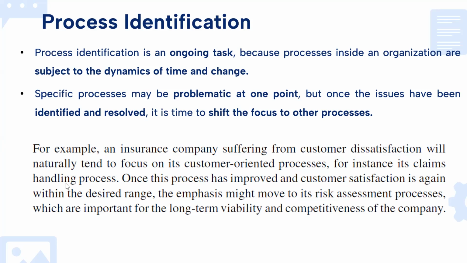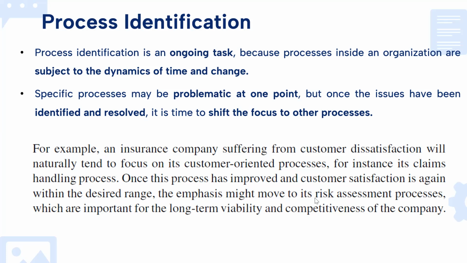Okay, so this example explains that process identification is an ongoing process. It considers an insurance company, and initially there was customer dissatisfaction with regard to the claims handling process. Once this process has been improved and customer satisfaction is again within the desired range, they have to move on to another project or another process that needs to be improved.